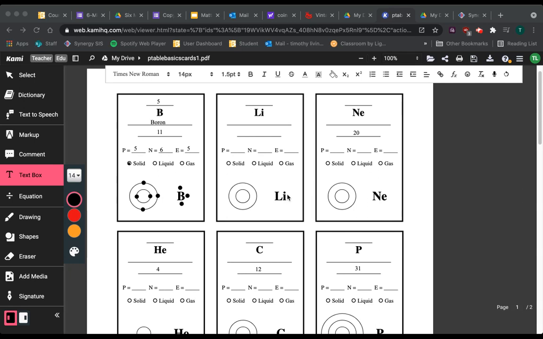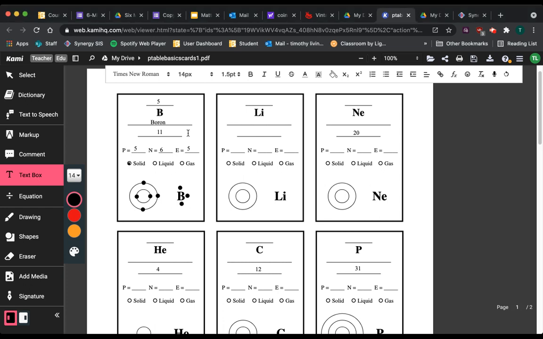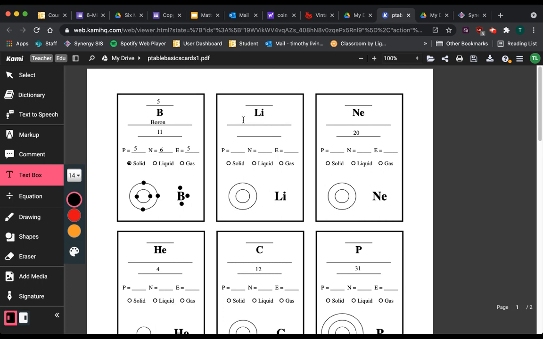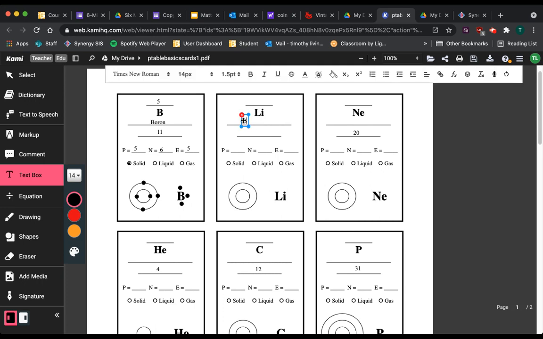Okay, it's part 2 here. So if I look at a periodic table, I find that Li is called lithium. So I'm going to go ahead and write the name of that in the space here.